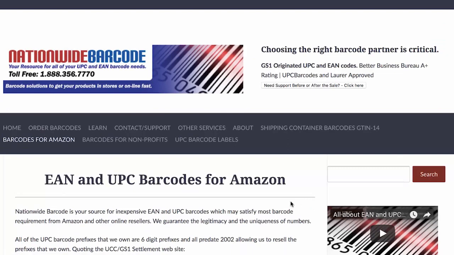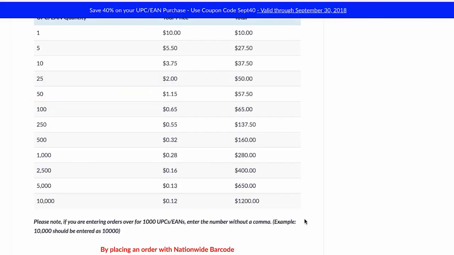If you're considering ordering your UPC codes from a reseller, then there are some good ones that I've heard about. Nationwide Barcodes offers inexpensive UPCs, but most importantly, they guarantee the legitimacy of the numbers used. All of their barcodes have been originally issued by the Uniform Code Council, which is what GS1 was formerly known as. One purchased UPC code costs around $10. However, a larger purchase will decrease the individual price. You can get about 10 UPCs for around $37, 100 of them for $65, 1,000 of them for $280.